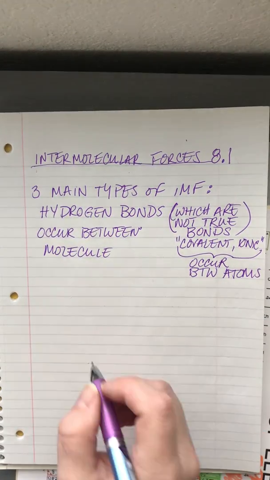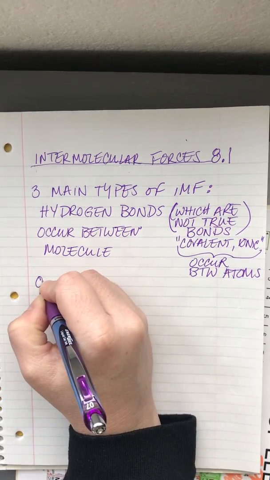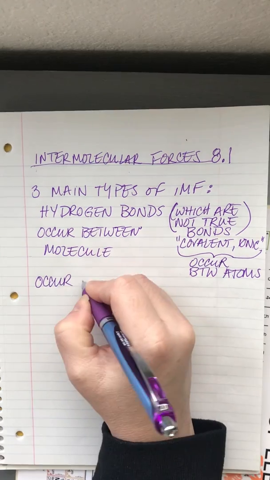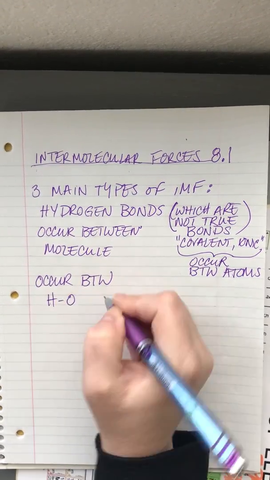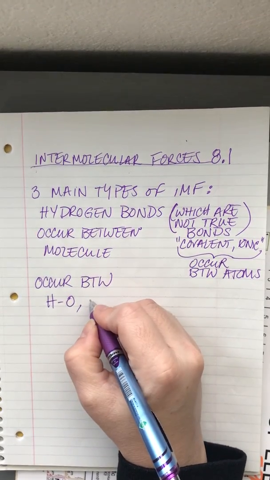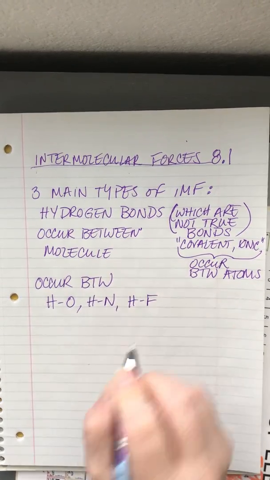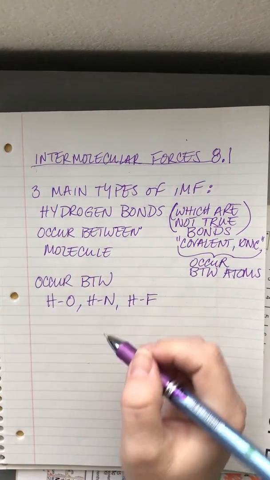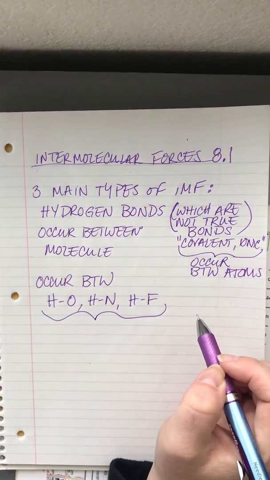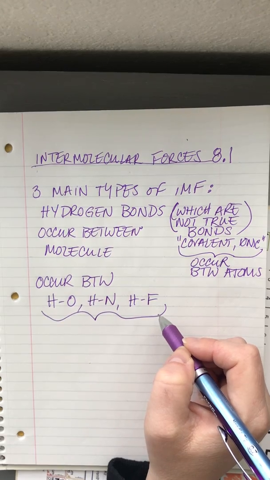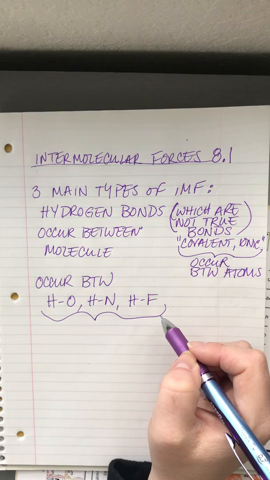Yeah. Cool. So hydrogen bonds occur between hydrogen and oxygen, hydrogen and nitrogen, and hydrogen and fluorine. So in order to have hydrogen bonds, you have to have one of these at least in the molecule that you're looking at. Does that make sense? Yeah.